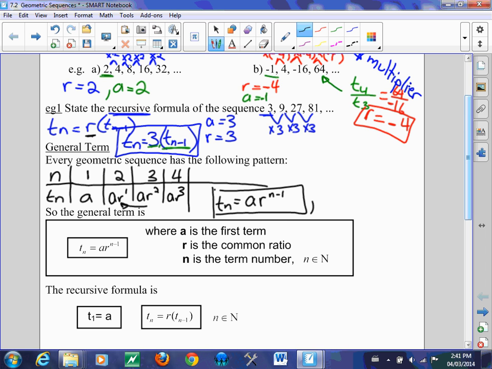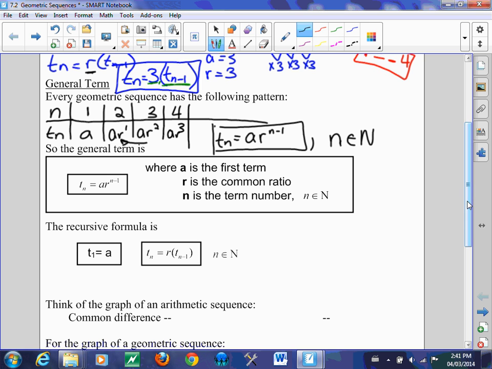We also have to remember that because this is a discrete function, n belongs to the set of natural numbers. Let's write this formula down. How do you recognize the difference? This is an R as opposed to a D from last class. A is still the first term, R is our new one, and n is our term number, depending on what we want to do.